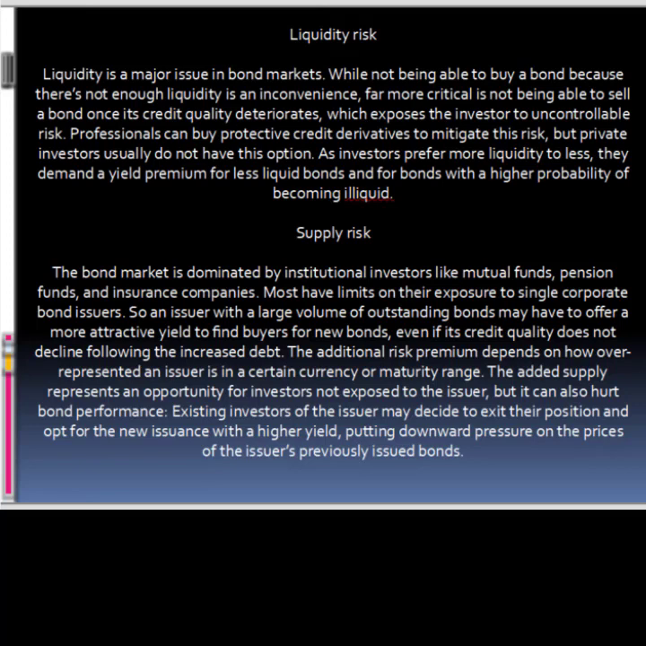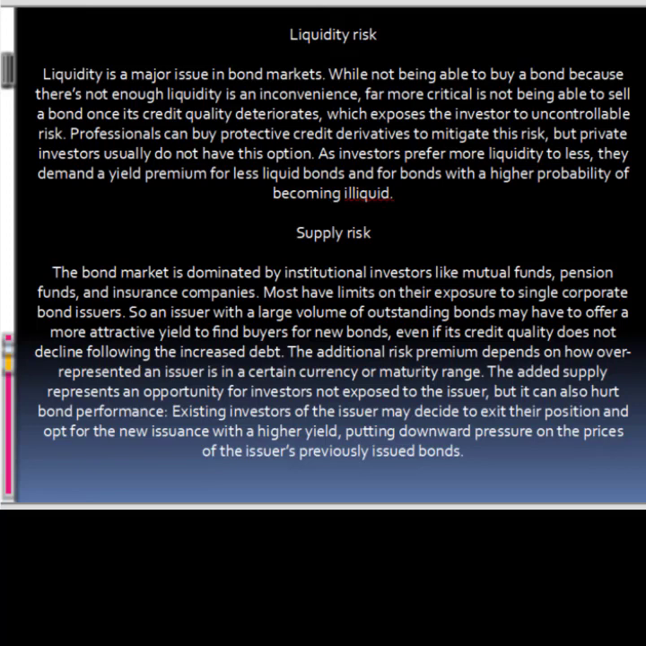The bond market is dominated by institutional investors like mutual funds, pension funds, and insurance companies. Most have limits on their exposure to single corporate bond issuers. So an issuer with a large volume of outstanding bonds may have to offer a more attractive yield to find buyers for new bonds, even if its credit quality does not decline following the increase of debt. The additional risk premium depends on how overrepresented an issuer is in a certain currency or maturity range.